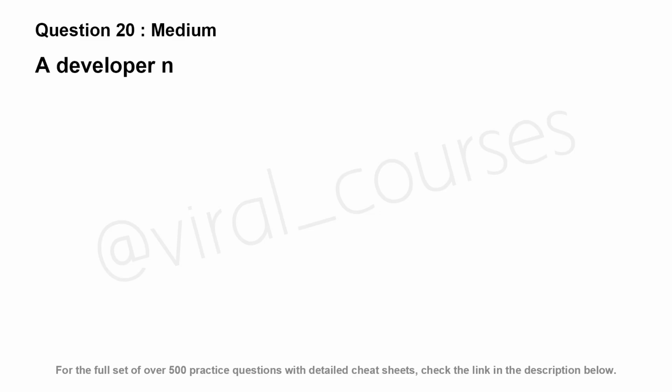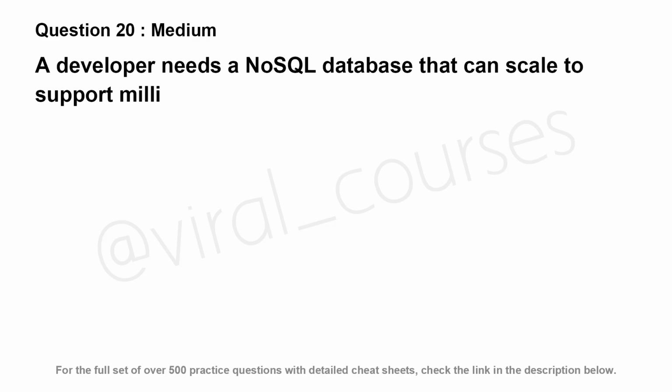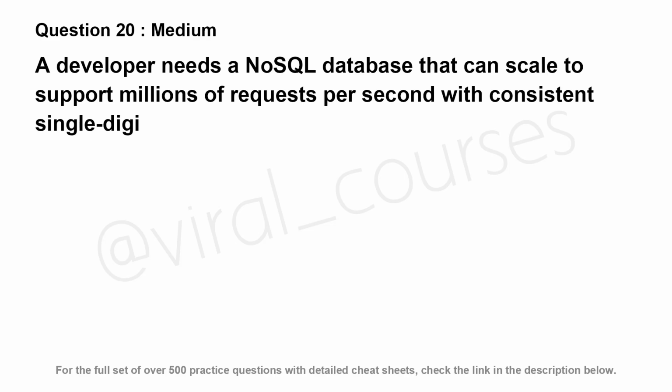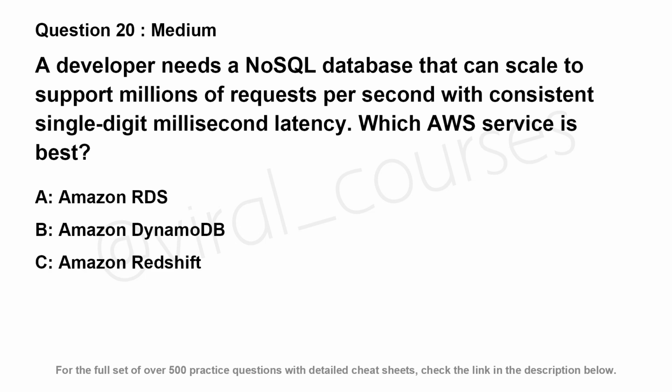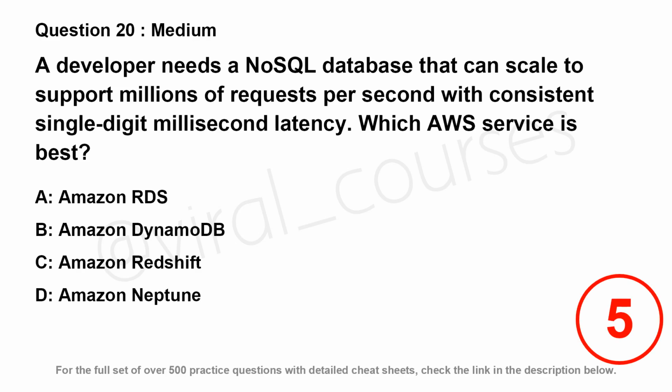A developer needs a NoSQL database that can scale to support millions of requests per second with consistent single-digit millisecond latency. Which AWS service is best? Option A. Amazon RDS. Option B. Amazon DynamoDB. Option C. Amazon Redshift. Option D. Amazon Neptune.